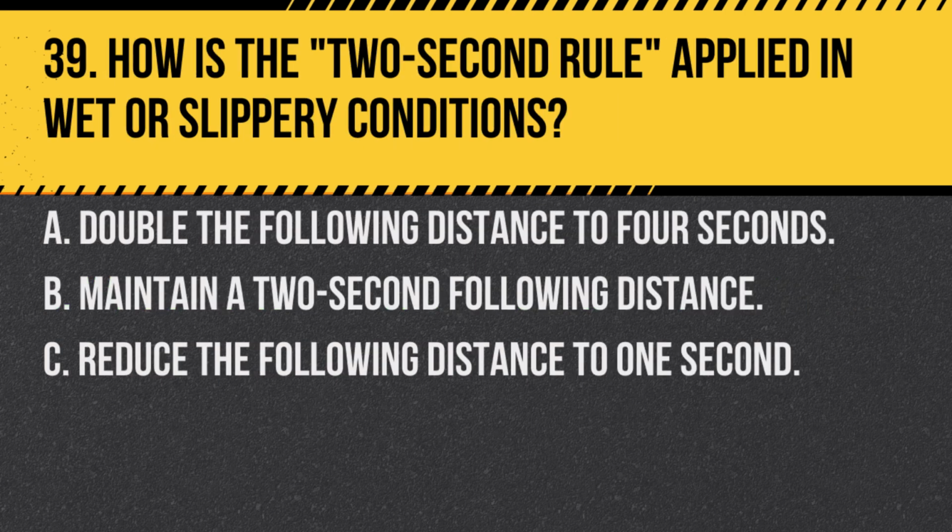Question 39. How is the 2-second rule applied in wet or slippery conditions? A. Double the following distance to 4 seconds. B. Maintain a 2-second following distance. C. Reduce the following distance to 1 second. Answer. A. Double the following distance to 4 seconds. Wet or slippery conditions require increased following distances for safety.